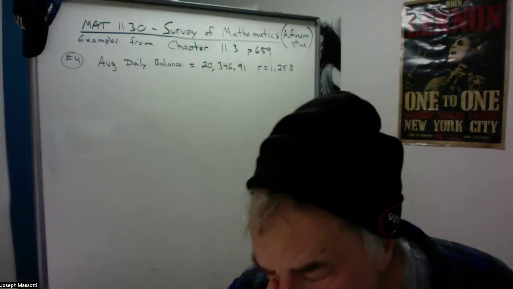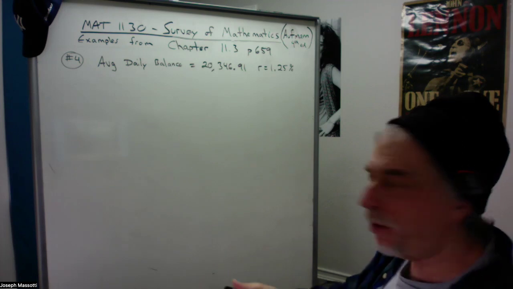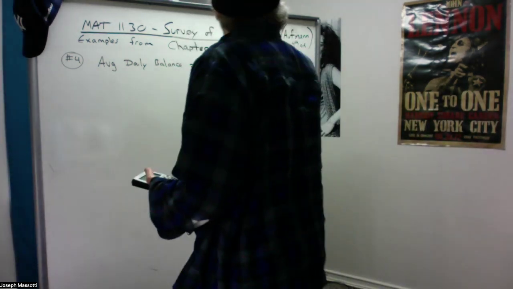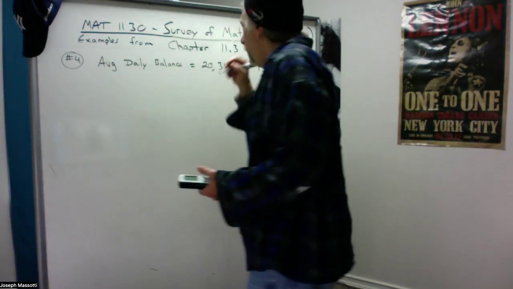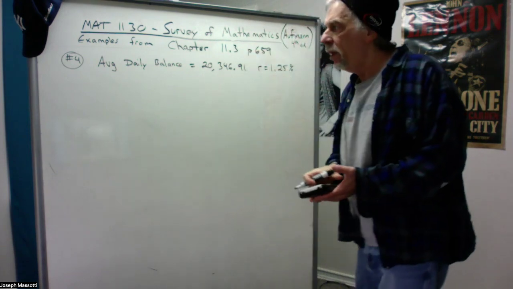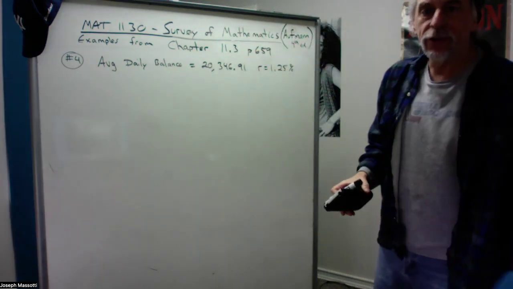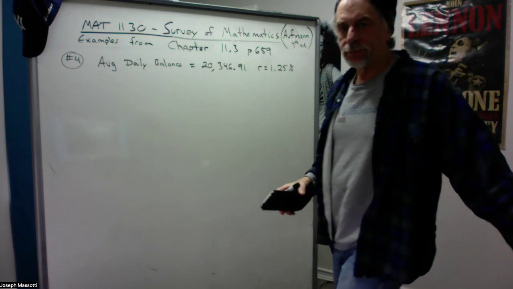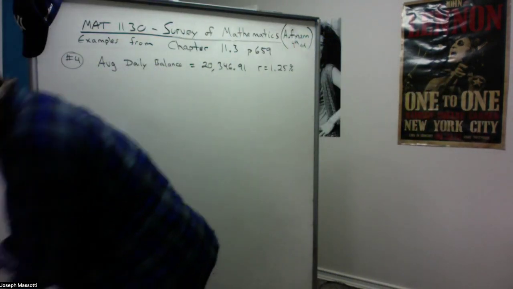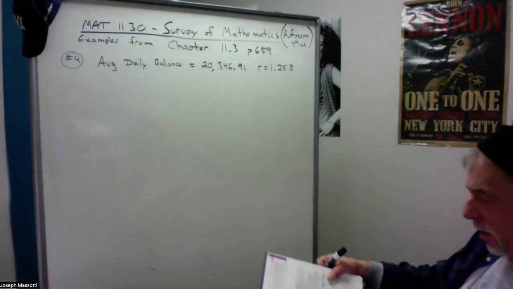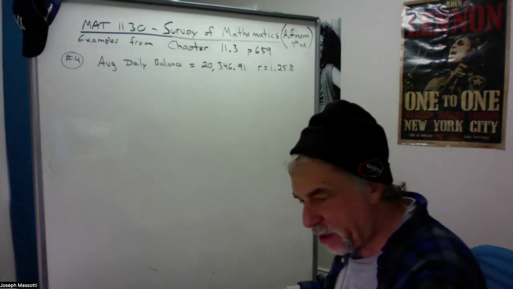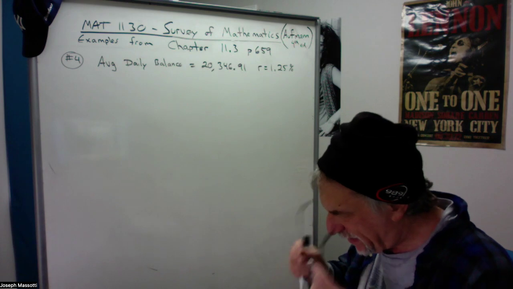All right, so we're looking at some examples from 11.3 today, page 659. So our first video has to do with average daily balance and the amount of interest on those average daily balances.